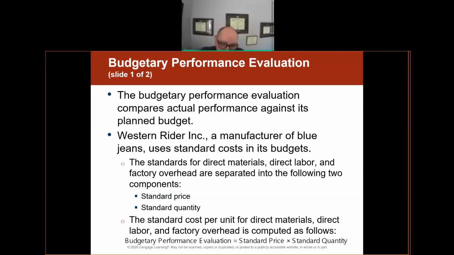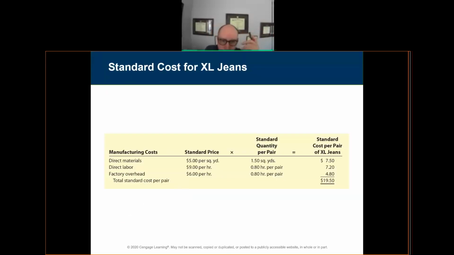So to calculate the standard cost per unit for direct materials, direct labor, and factory overhead, we take the standard price times the standard quantity. Standard price times the standard quantity. And you've heard that concept before. So let's look at our example for manufacturing one pair of blue jeans. In this example, we're making one extra large pair of blue jeans. We have direct materials, direct labor, factory overhead, which, as you know, are the total costs of manufacturing one single unit.